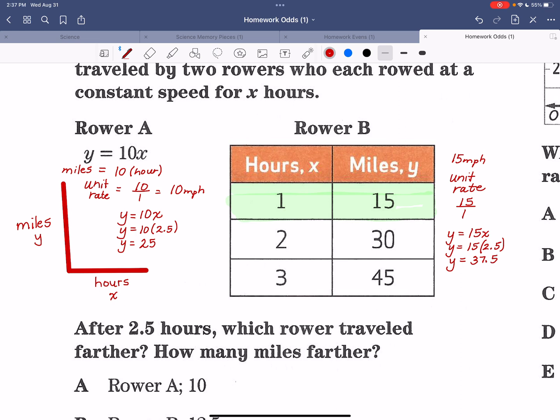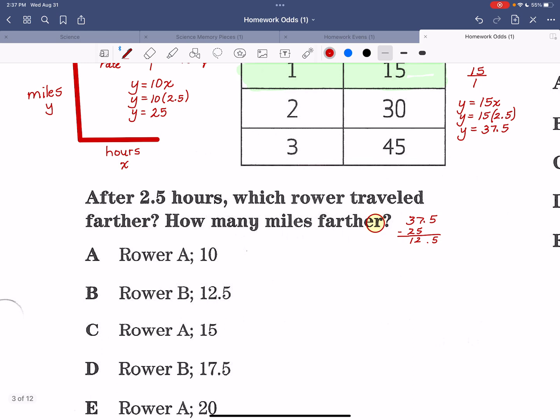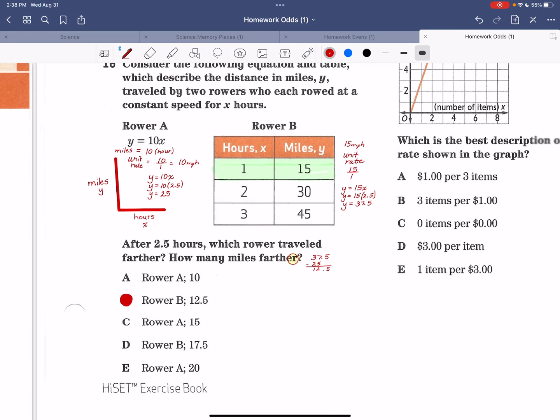37.5 miles. Now, farther with an ER on it means something. It means subtract. So we will say 37.5 minus 25 is 12.5 miles. So I will say that rower B is traveling faster and farther, and in that time specified, will travel 12.5 miles farther.